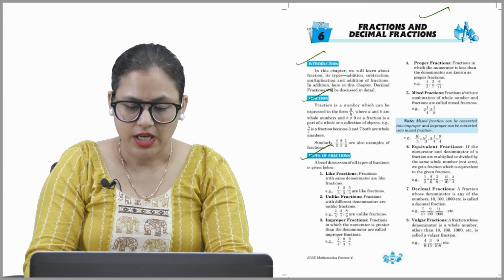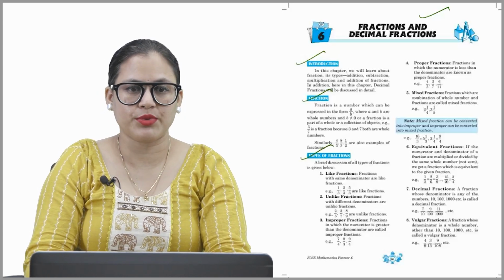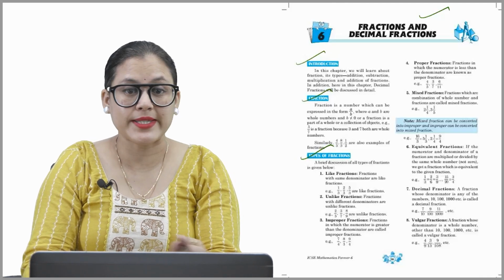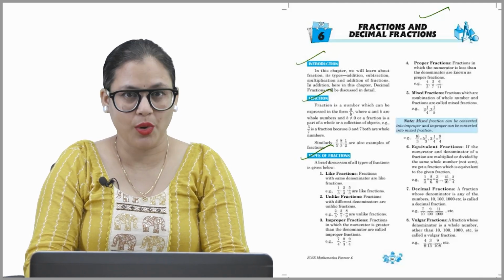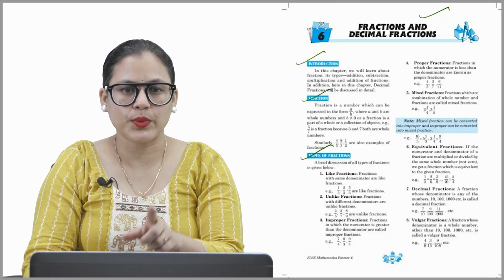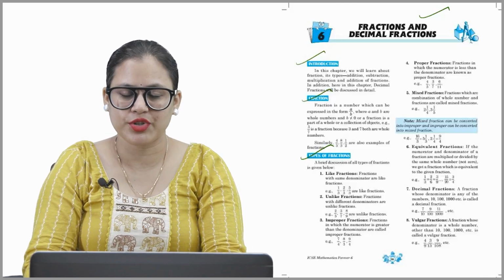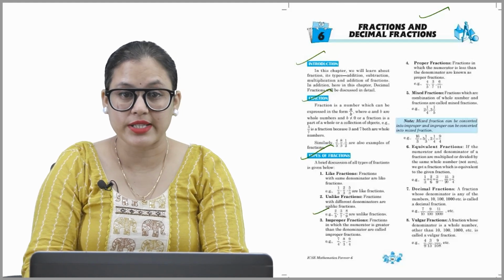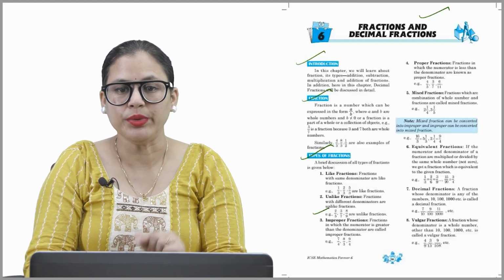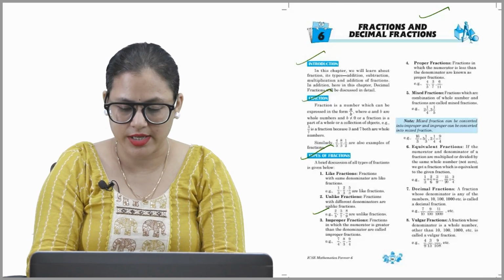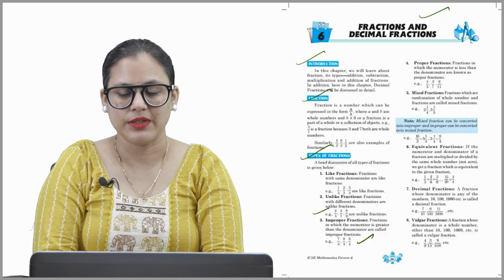Types of fractions. A brief discussion of all types of fractions is given below. Number 1, like fractions. Fractions with the same denominator are like fractions, which you already know, okay. Number 2, unlike fractions. Fractions with different denominators are unlike fractions. For example, all these are unlike fractions. 3, improper fractions. Fractions in which the numerator is greater than the denominator are called improper fractions, as you can see in these examples, okay.